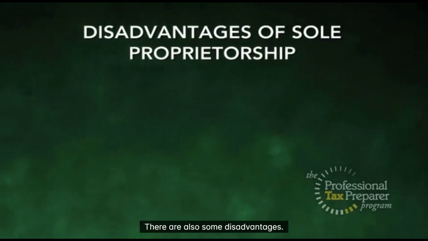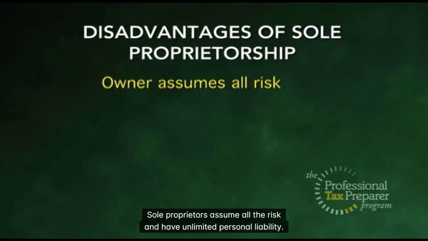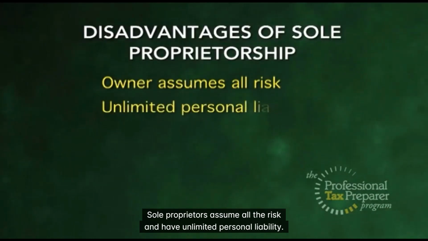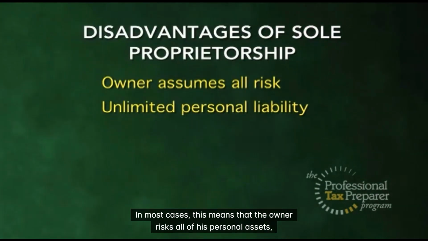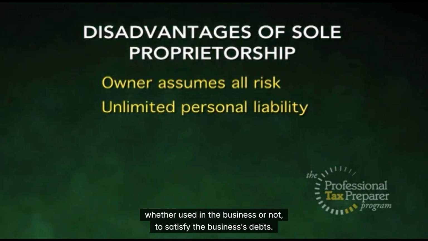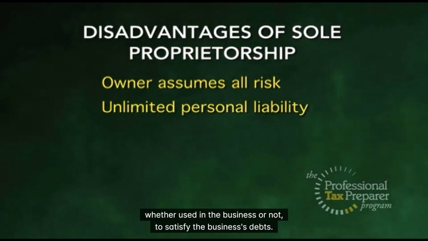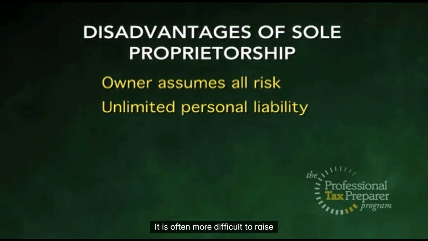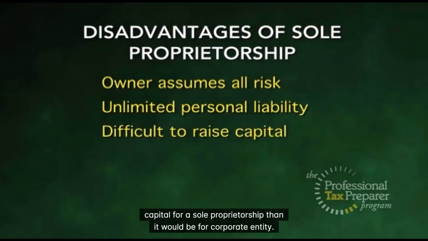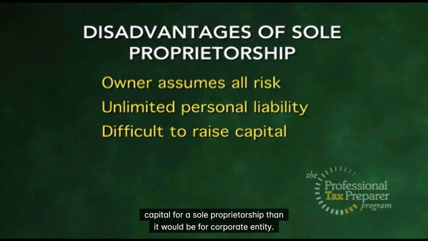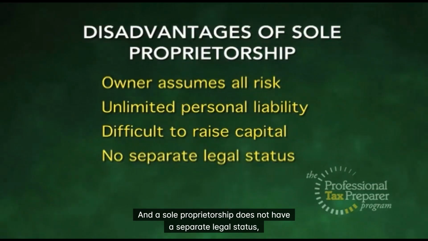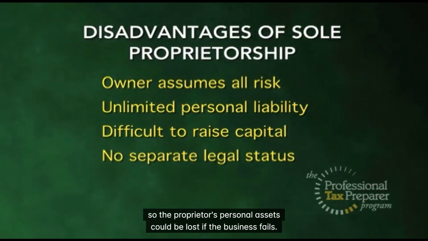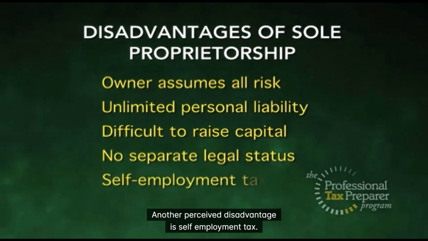There are also some disadvantages. Sole proprietors assume all the risk and have unlimited personal liability. In most cases, this means that the owner risks all of his personal assets, whether used in the business or not, to satisfy the business's debts. It is often more difficult to raise capital for a sole proprietorship than it would be for a corporate entity. And a sole proprietorship does not have a separate legal status, so the proprietor's personal assets could be lost if the business fails.